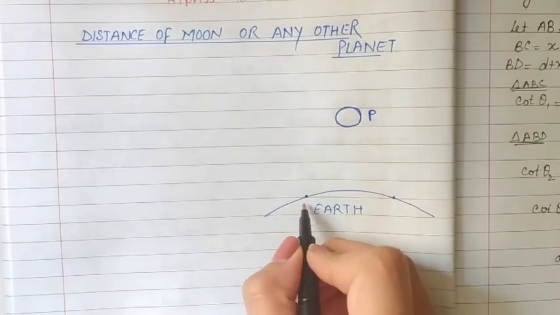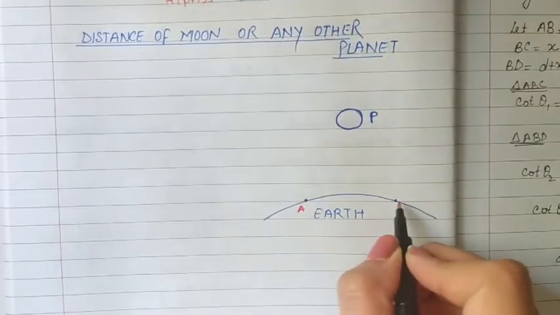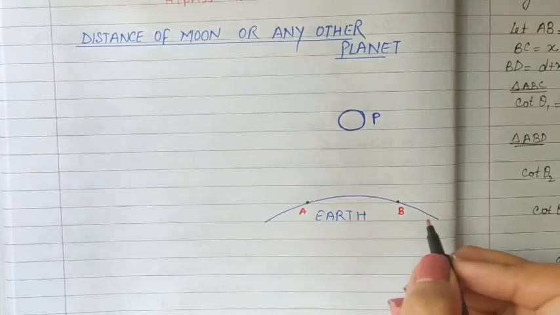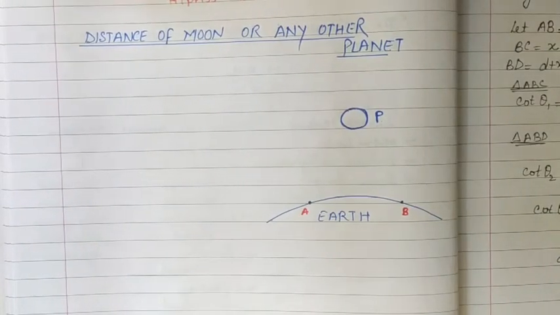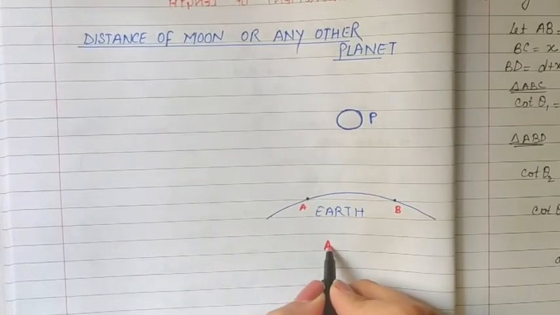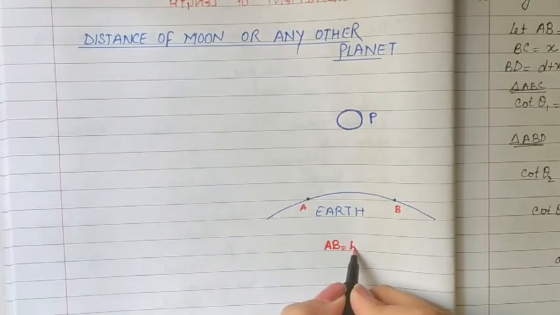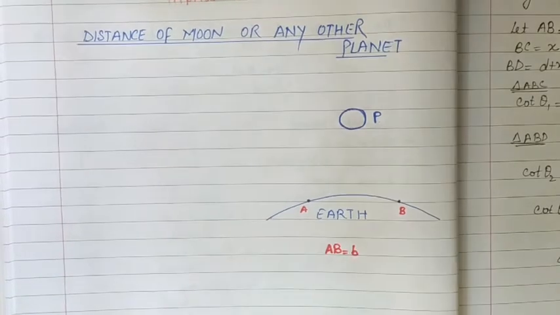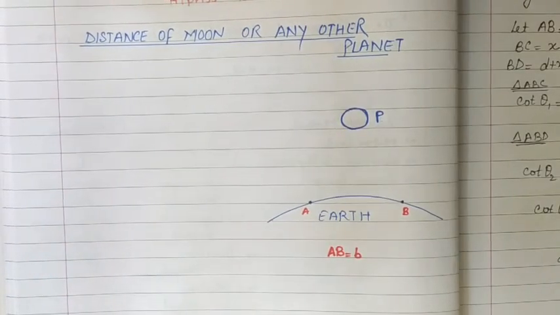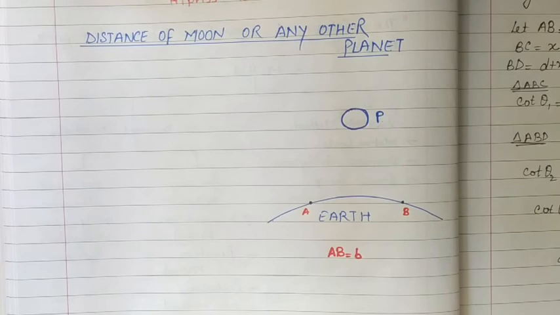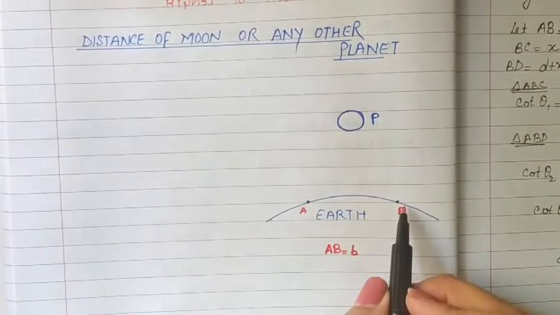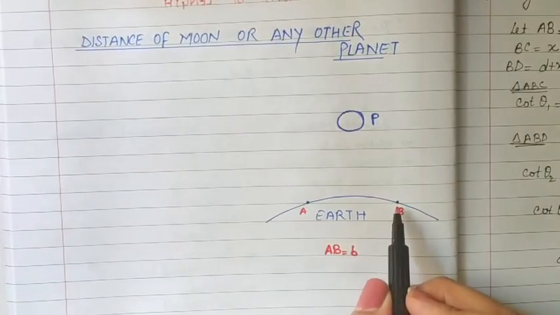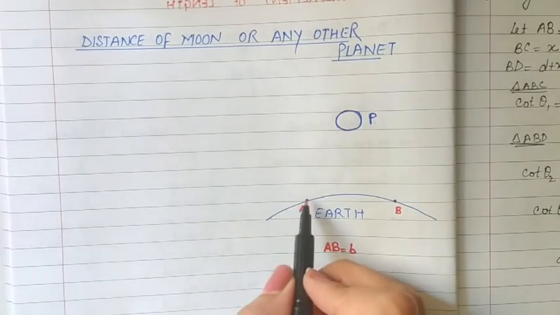So let these observatories be at point A and at point B. Let the distance AB be equal to small b, and this distance is large. Okay, the two observatories are separated by a large distance, and by large distance we mean that when we are at A we can't see B directly, or when we are at B we can't see A directly.